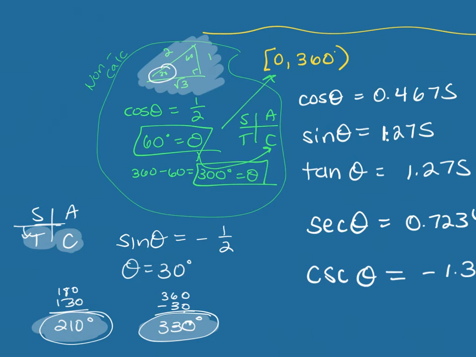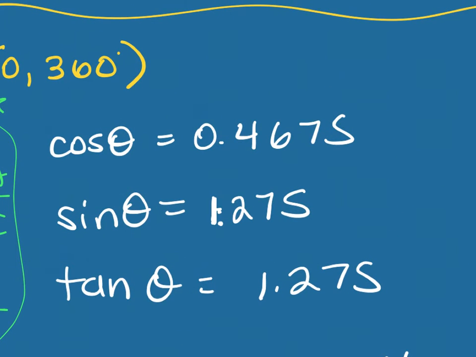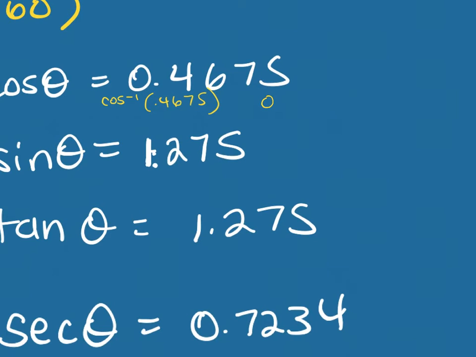Does that make sense? So if I ask you to find the theta that has a cosine of 0.4675, you would normally in your calculator do cosine -1 of 0.4675. So I would do second cosine, because when I'm looking for the angle, I hit the -1 buttons. So second cosine 0.4675. And I get that theta is 62.1278 degrees.